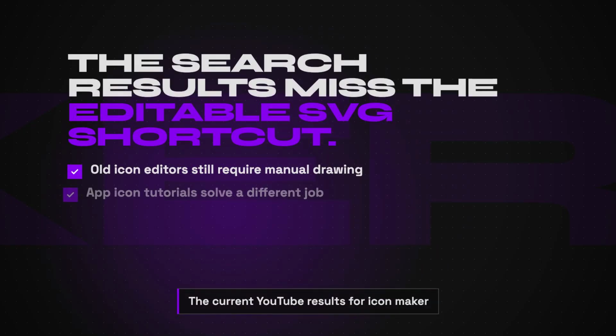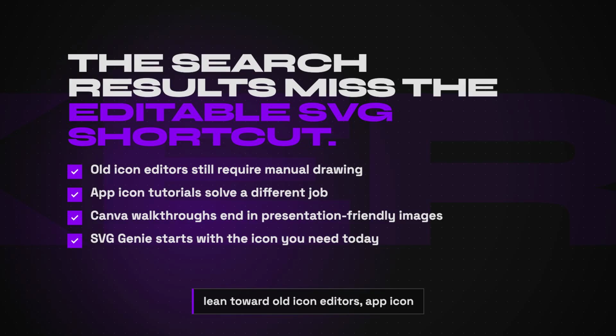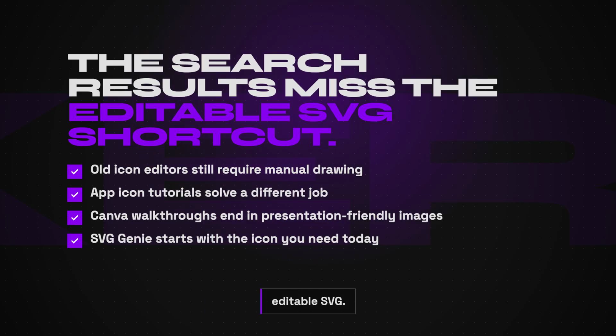The current YouTube results for Icon Maker lean toward old icon editors, app icon tutorials, Apple Icon Composer, and Canva walkthroughs. Useful, but most of them either start with artwork you already have or end with a flat image. The missing shortcut is describe the icon and leave with editable SVG.